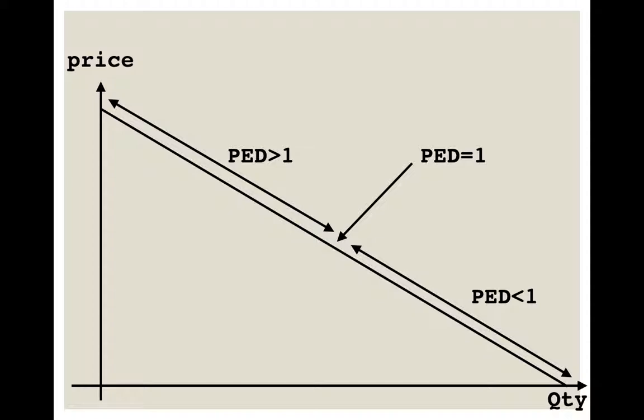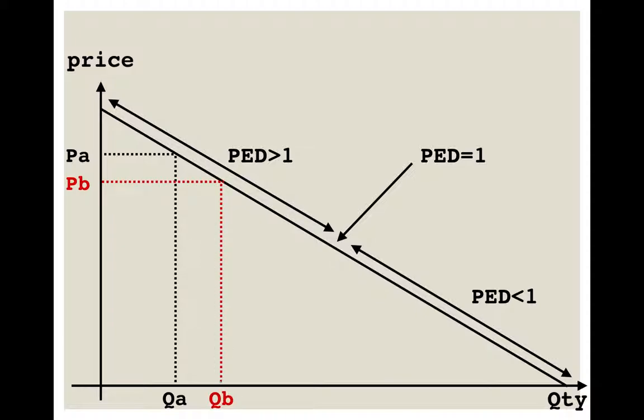Now, for a firm who wants to increase its total revenue, the firm may decide to lower its prices. Let's say for this firm's product, the demand is price elastic, and the firm decides to lower its prices from PA to PB. What this means is that once the firm lowers its prices from PA to PB, there is a more than proportionate increase in quantity demanded from QA to QB.